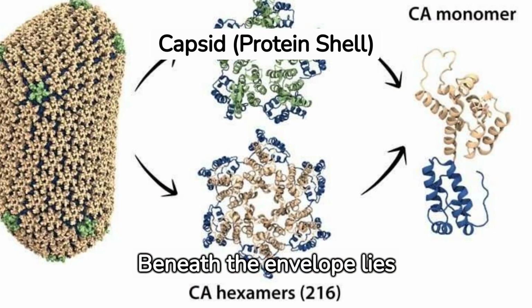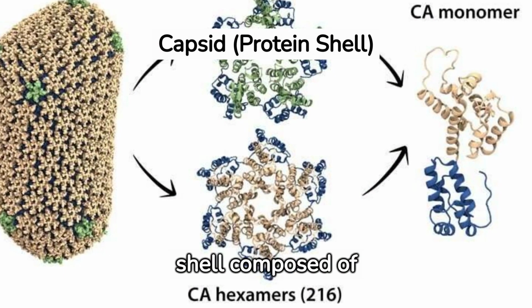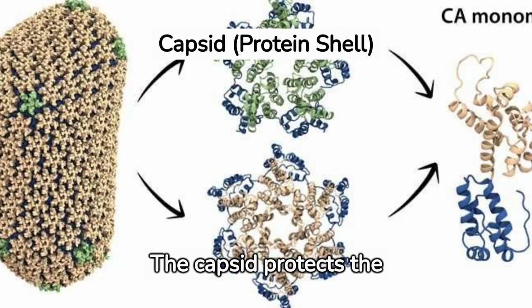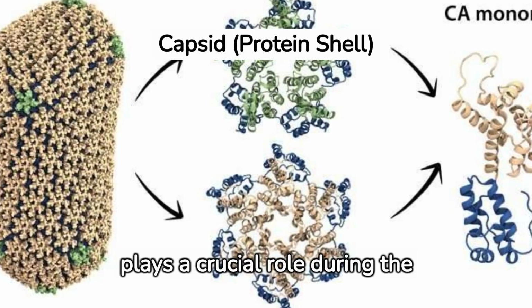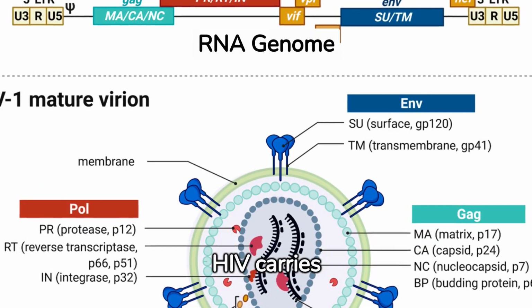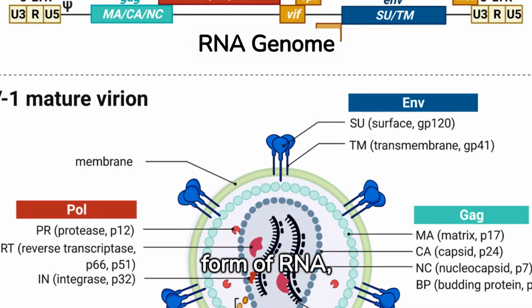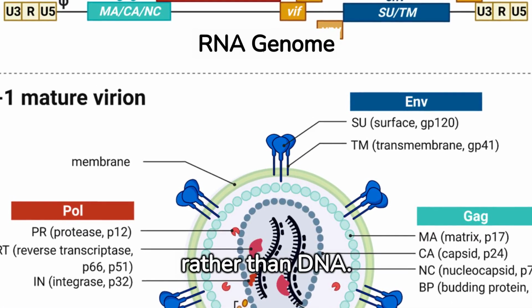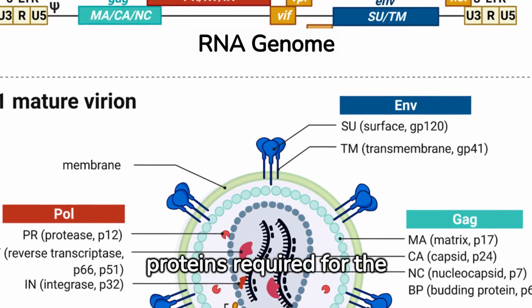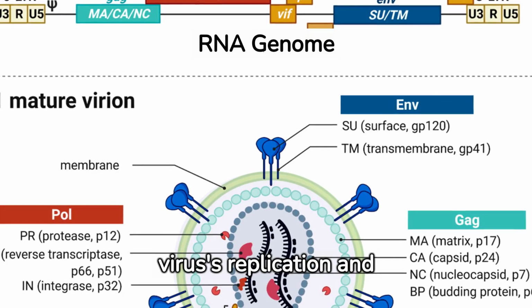Beneath the envelope lies the capsid, a protein shell composed of P24 proteins. The capsid protects the viral RNA genome and plays a crucial role during the early stages of infection. HIV carries its genetic information in the form of RNA rather than DNA. The viral RNA genome encodes key proteins required for the virus's replication and survival.